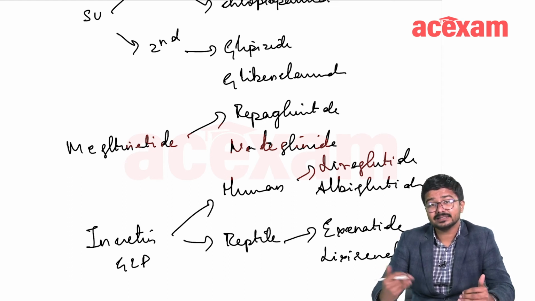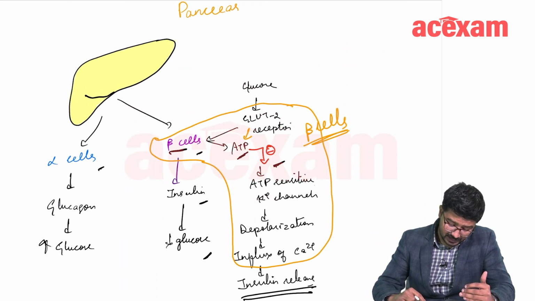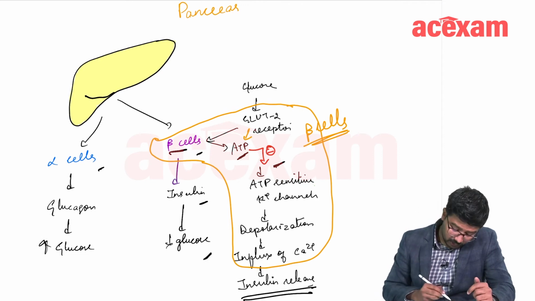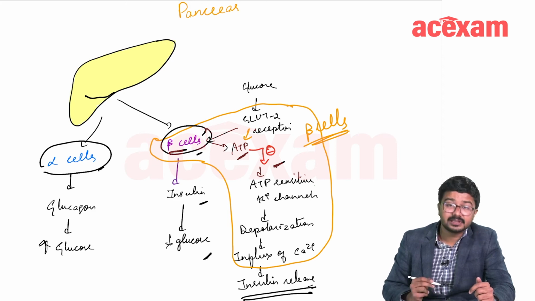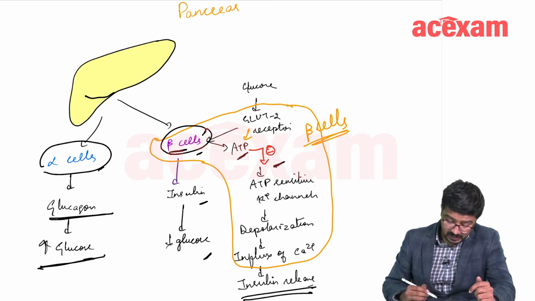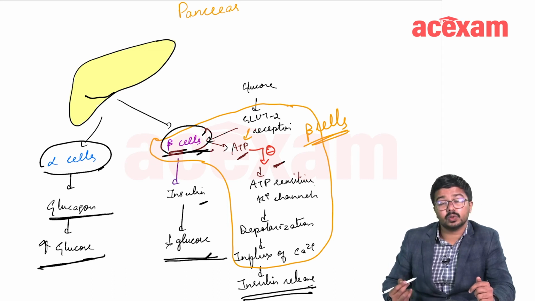For that, let us understand the normal functioning of the pancreas. Within the pancreas you have many cells, but two important cells from our point of view are the alpha cells and the beta cells. The alpha cells produce glucagon, which causes an increase in glucose. The beta cells produce insulin, which causes a decrease in glucose.